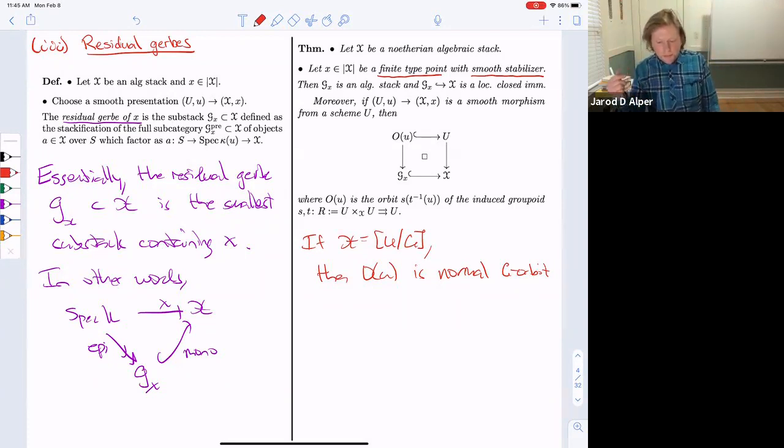And a side comment, that's not so important: I was going through the proof of this theorem again, and I made this assertion. I used the fact that algebraic spaces are sheaves in the fppf topology to prove this, but you don't need that fact. Because we're assuming smooth stabilizers, you can make the entire argument in the smooth topology.